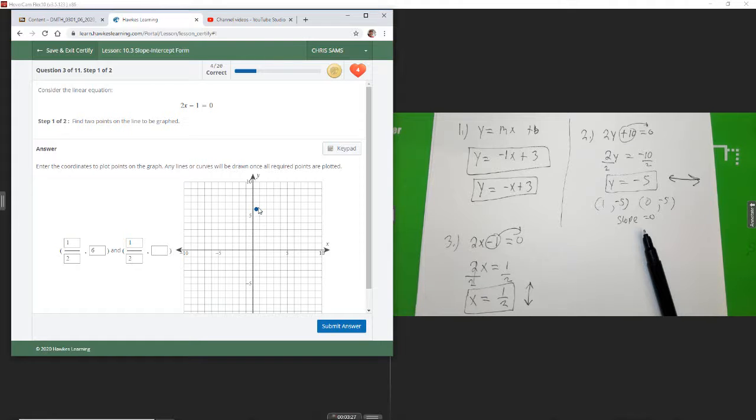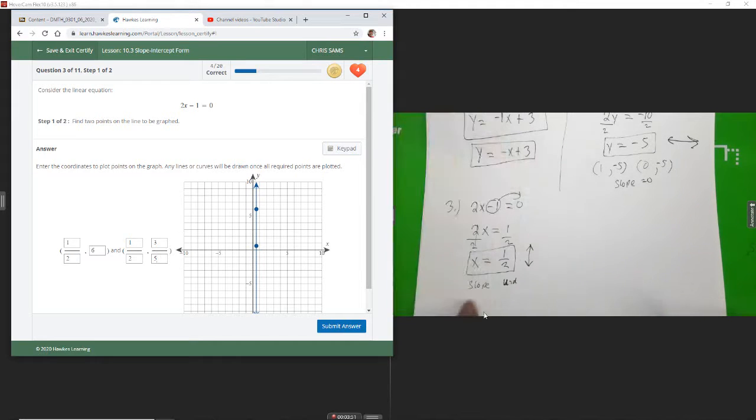And that's always going to be the case when you have vertical and horizontal lines. As long as that x value stays the same or that y value stays the same. I can actually put another fraction over here. Let's just say 3/5, okay? Because it literally doesn't matter what you put. It will work as long as x is 1/2, because that's how this equation is defined. X equals 1/2.